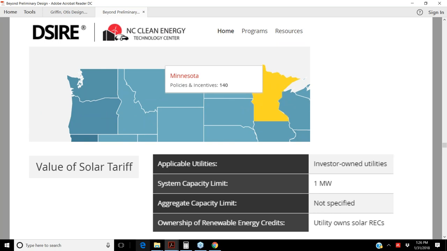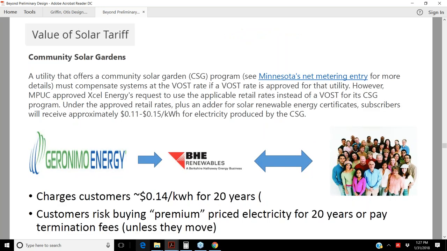One is the value of solar tariff, which for projects up to 1 megawatt entitles you to a compensation rate, and the utility gets to keep the rest. So if I'm a solar owner and I develop a 1 megawatt solar farm, there is a value of solar tariff that I'm entitled to get in Minnesota, and the utility gets to keep the rest in exchange for that.